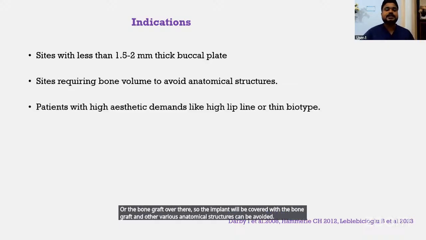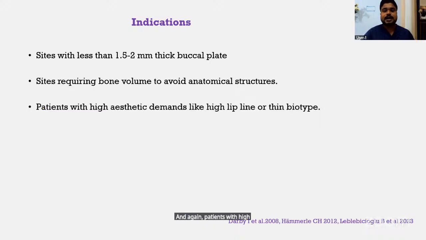And again, patients with high aesthetic demand, like high lip line or thin biotype. That's the thing which I'm saying. In the anterior zone, the biotype of the patient varies a lot.